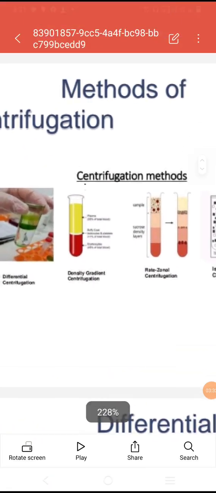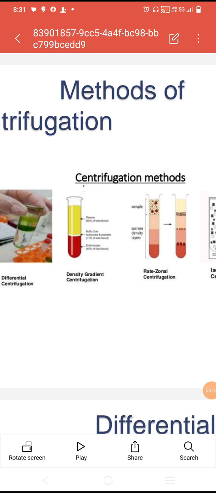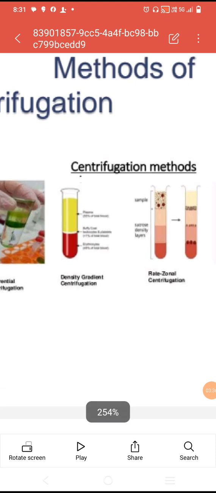Initially we take the sample and the density gradient, as you can see in the picture. We take the samples for rate zonal centrifugation, and based on density they separate out. At the top we can see the sample, and in between there are sucrose density layers. In the right-side picture, the particles separate out size-wise based on density.